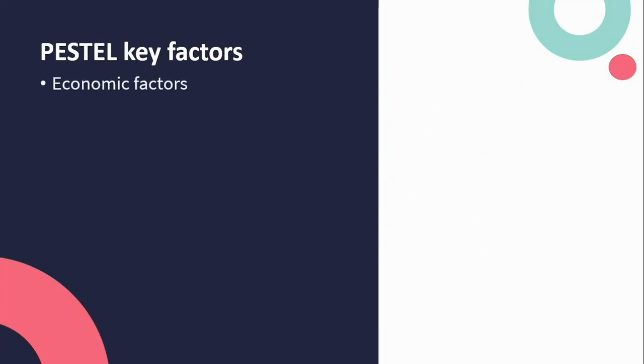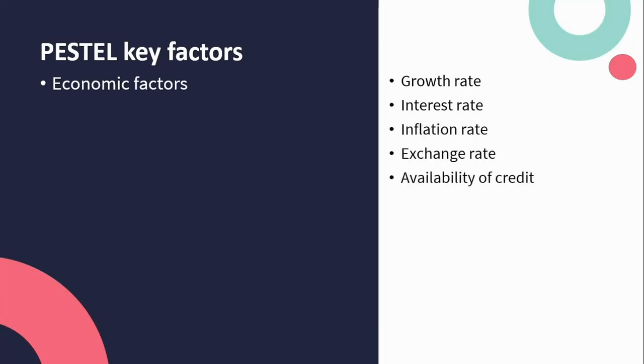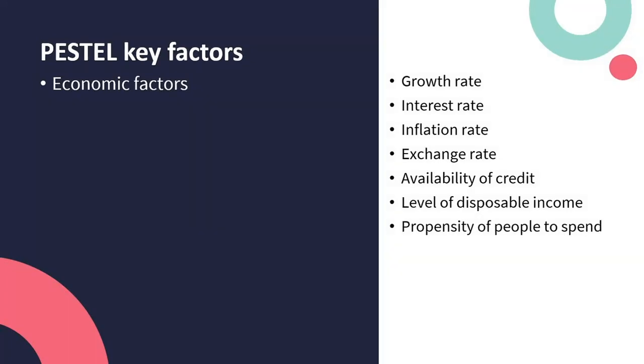Next up, we look at economic factors. These are things like the growth rate, interest rates, inflation rates, exchange rates, the availability of credit, the level of disposable income of consumers, and how much people are actually spending.